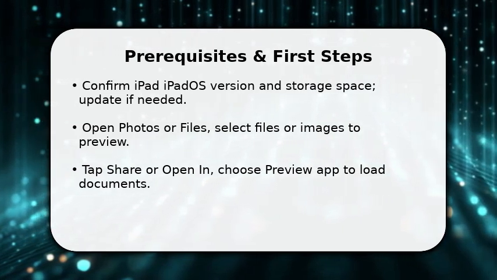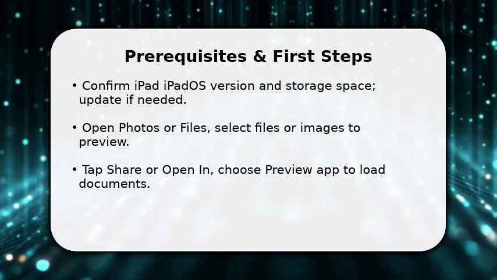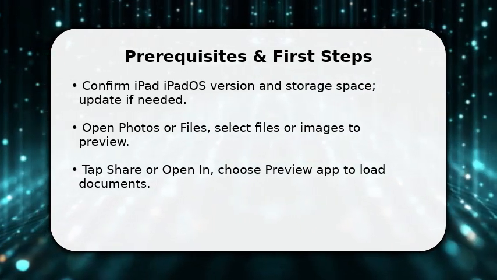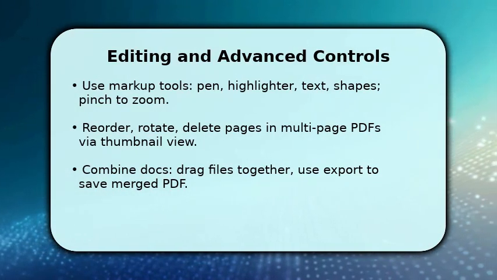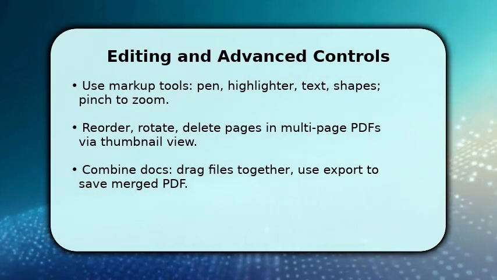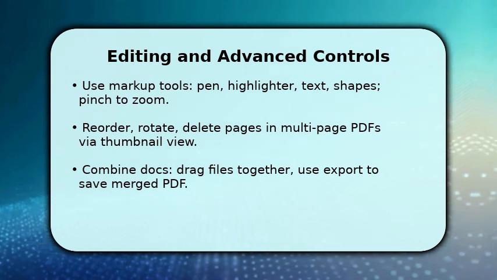This first step gets the file into Preview's environment, where you can annotate, combine, or export, so don't skip selecting the correct source app. Once the document is open, tap the markup icon to access pen, highlighter, text, and shape tools. These let you explain, highlight, or redact quickly.